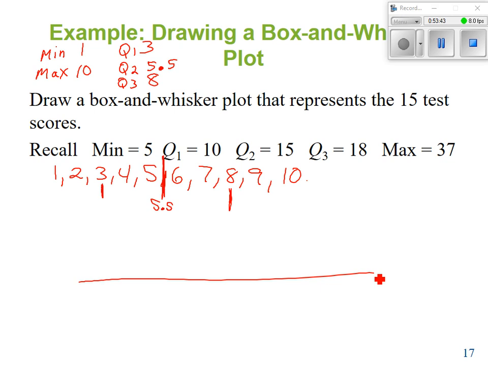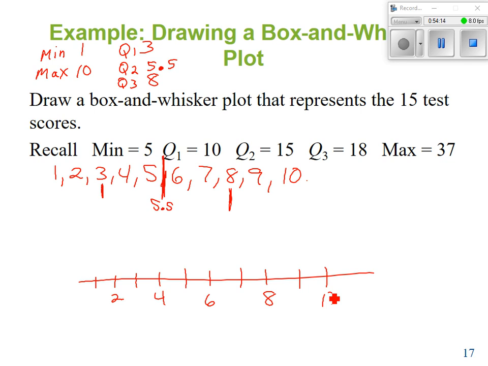Then to draw our box and whisker plot, first thing you're going to do, draw a number line. Put our numbers on it. This time we can probably just put our numbers on it. If you don't want to draw a whole lot, let's say you want to do it this way, maybe something like that, whatever. But put the numbers on there. Don't dumb it down so much that I can't tell what it is.